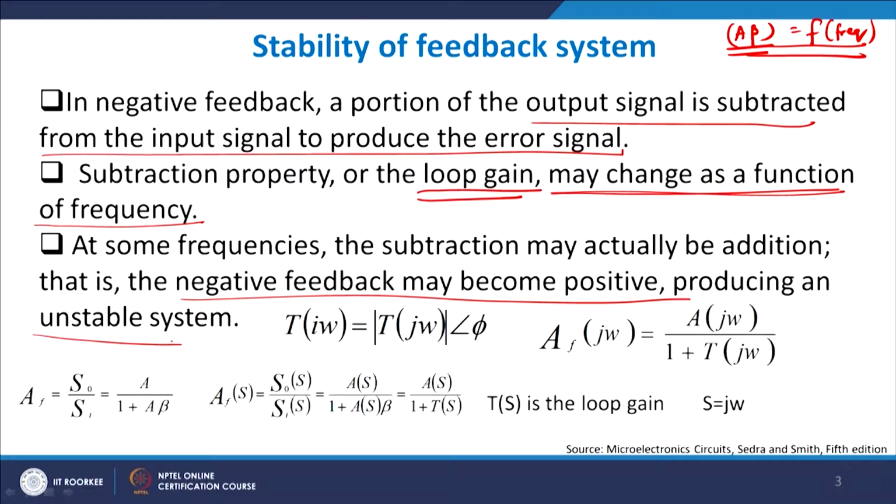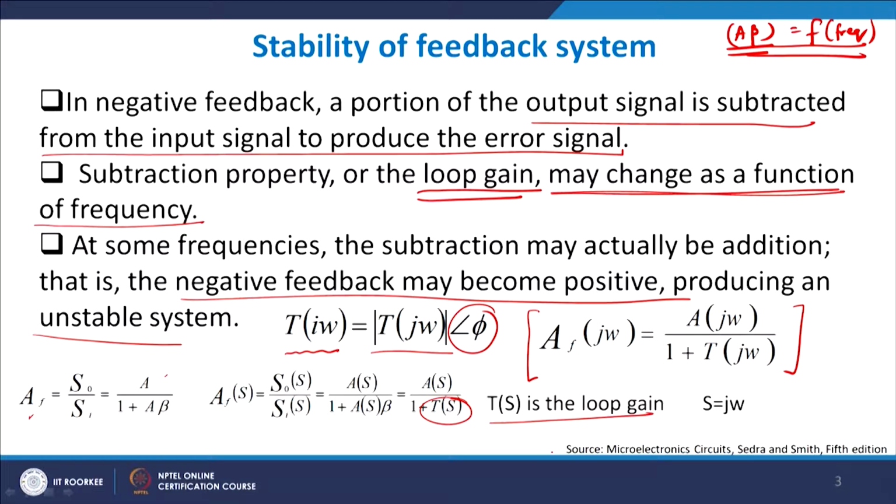At some frequencies the subtraction may actually be addition, that is, a negative feedback may actually look like positive feedback, producing an unstable system. I will explain how. As I discussed with you, if T is a transfer function, it will consist of its mod value and its phase. And if you have a generic diagram, A with feedback is equal to A without feedback divided by 1 plus the transfer function. In our case in the previous discussion, AF is equal to A upon 1 plus A beta. Then you see that AF with respect to beta comes out in S terms as this, where T(S) is the loop gain. So, A beta is the loop gain which you see.